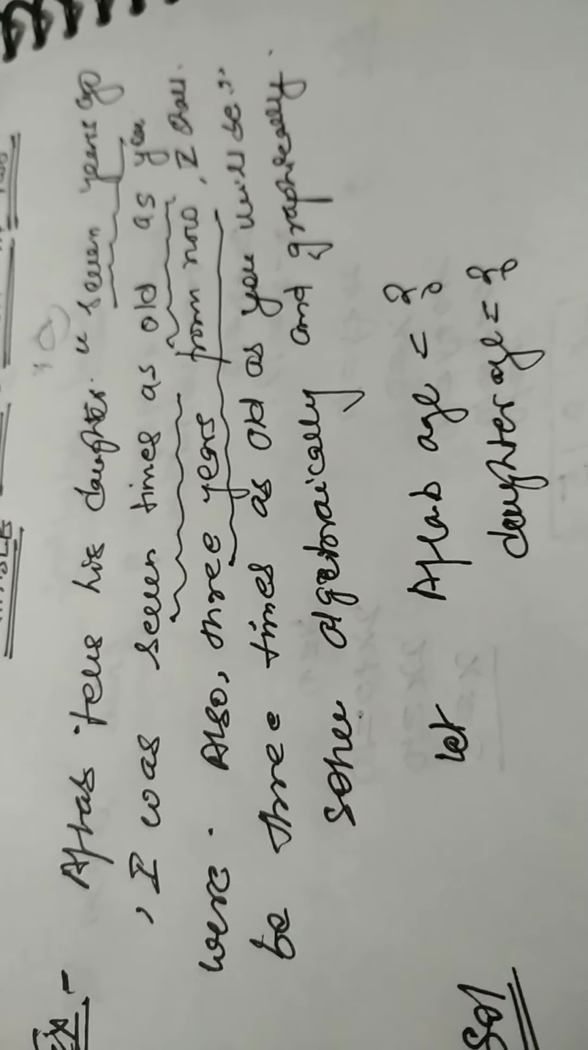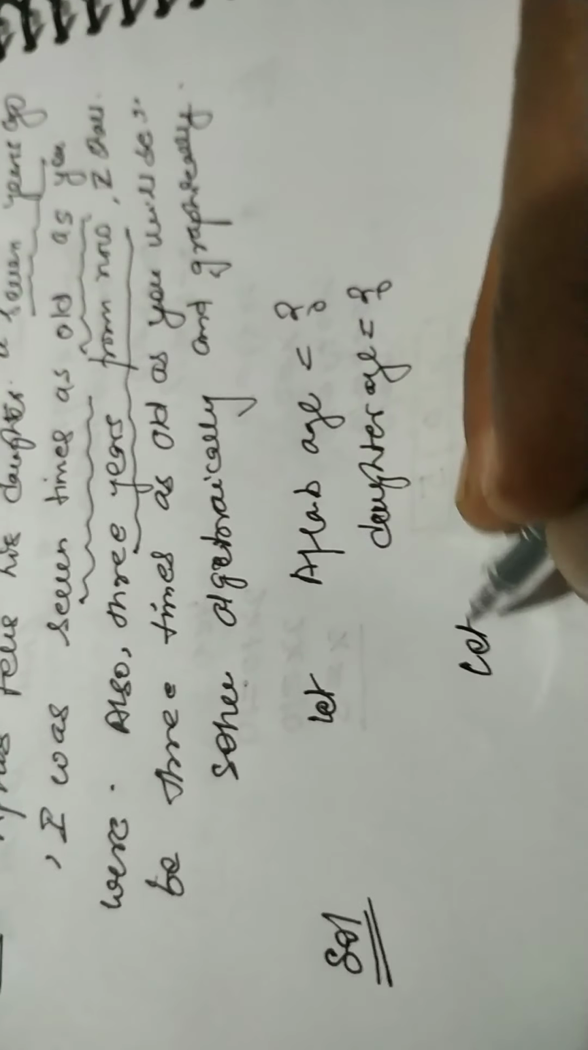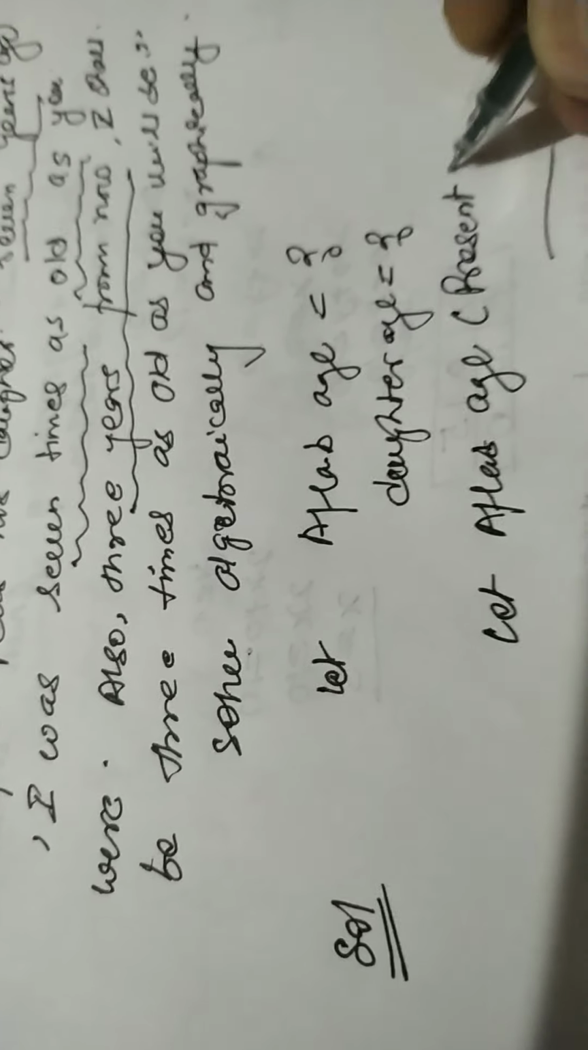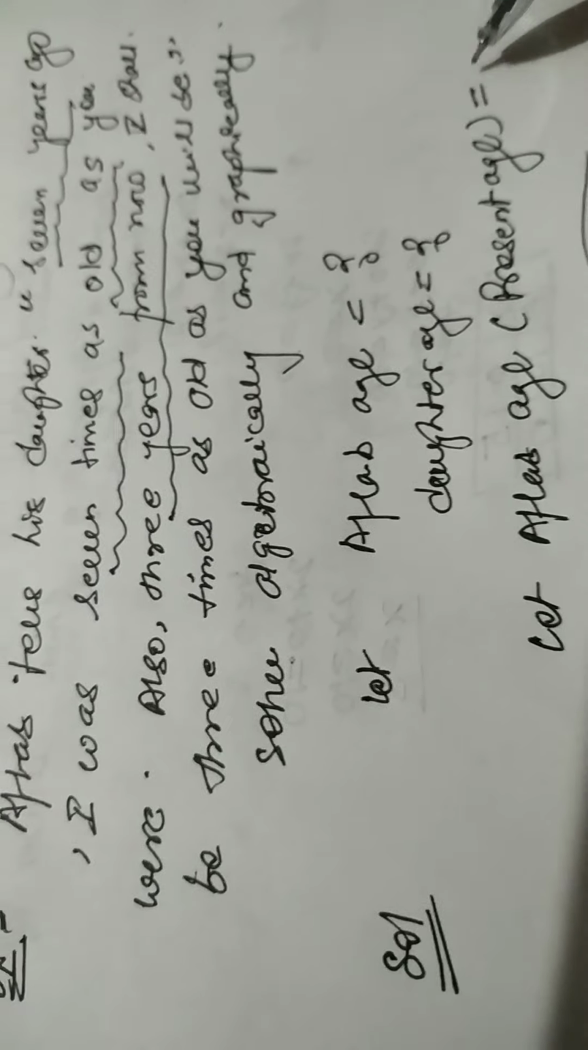Then in mathematics we take variables. So we write: let Aftab's present age, the current age, be x years, and let Aftab's daughter's present age be y years.